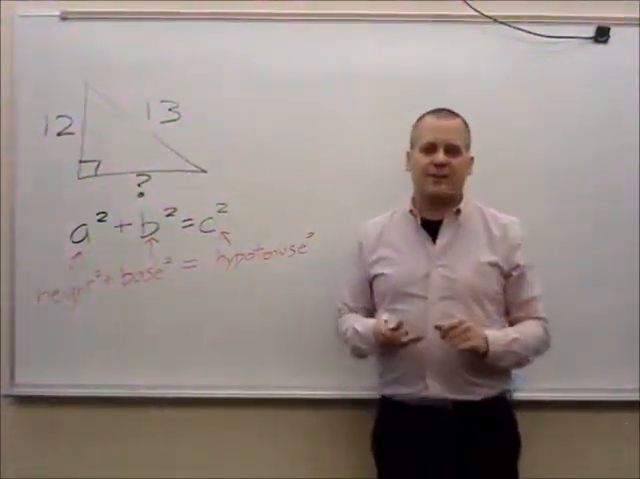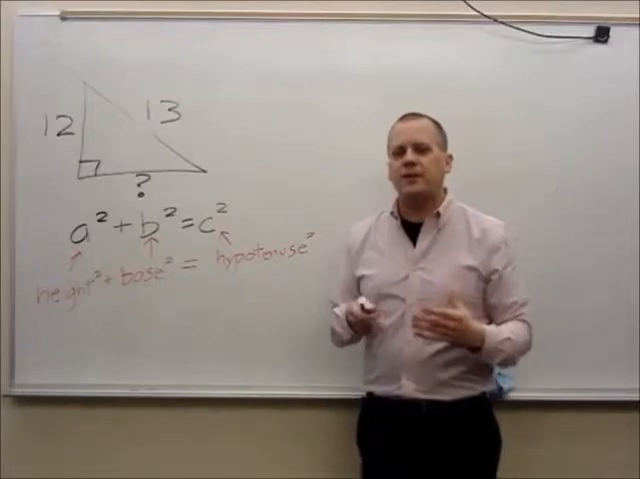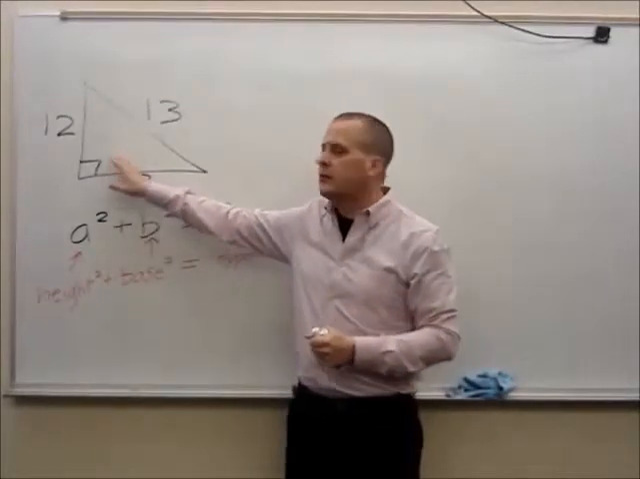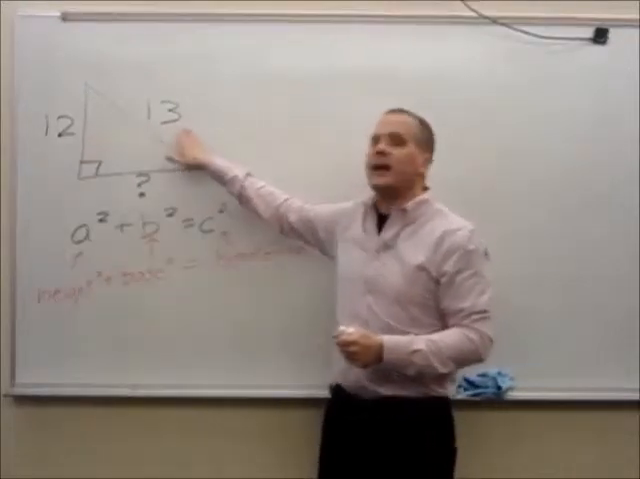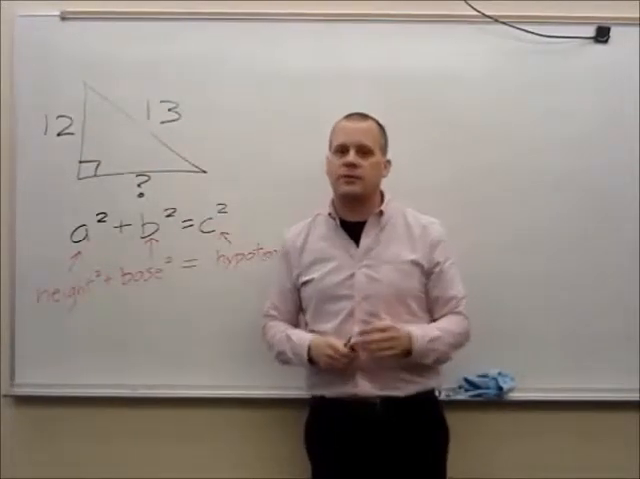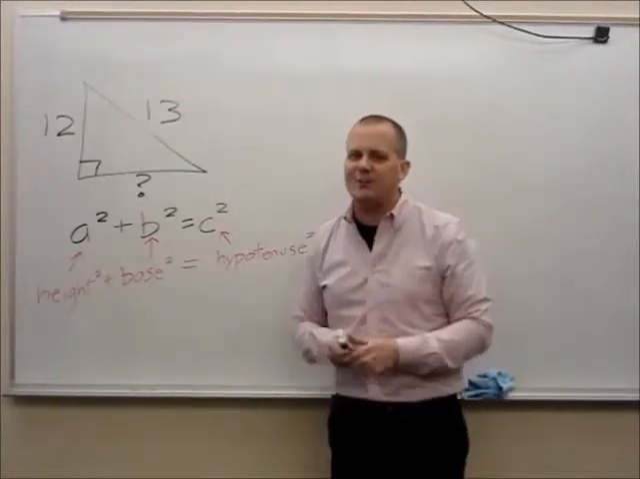Hi, welcome back everybody. We're talking about the Pythagorean theory. And the Pythagorean theory states that if you have a right triangle and you know two of the side lengths, then you can calculate the third side length. Now, this only works for a right triangle, so keep that in mind.